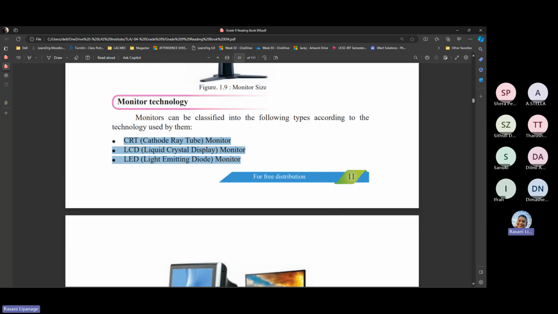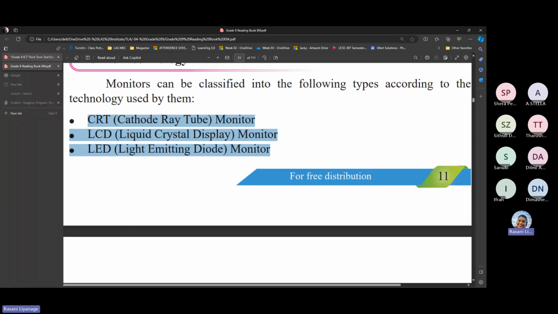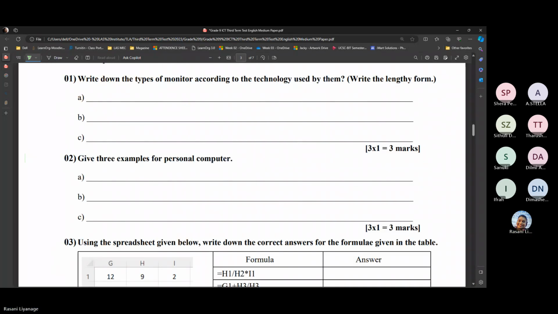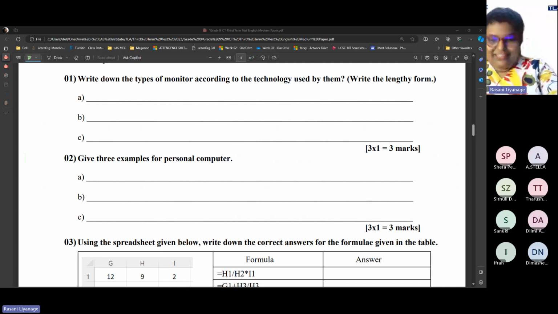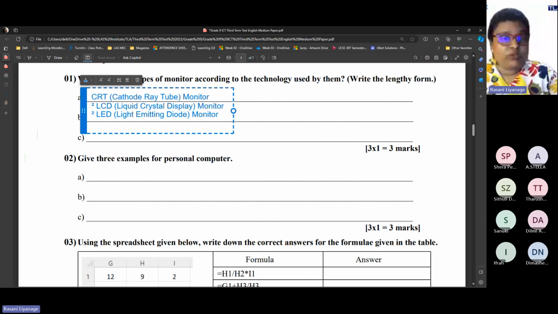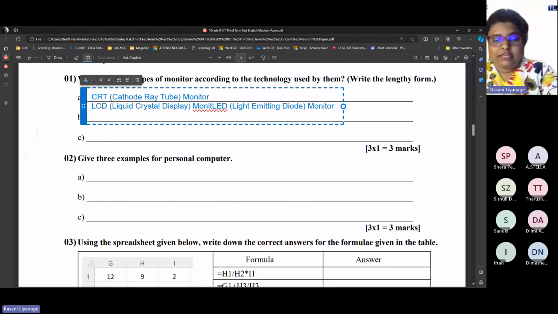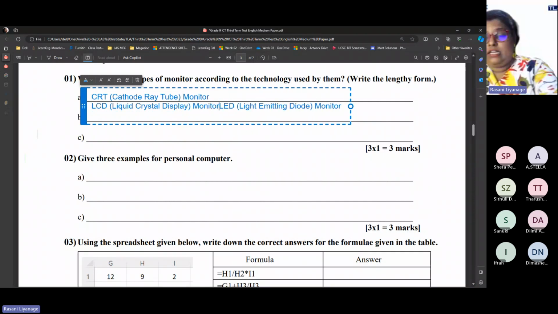Right. The first question was asking, what are the 3 technologies of monitor? I have just copied and pasted as it's time saving for me. The 3 answers are CRT, that is the first, then LCD, then LED. Those are the 3 answers: CRT, LCD, and LED.